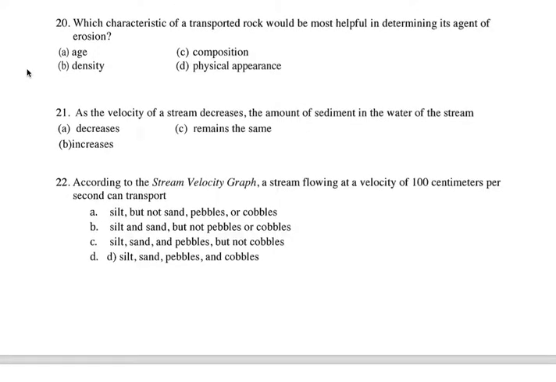20. Which characteristic of a transported rock would be most helpful in determining its agent of erosion? A, its age, B, density, C, composition, D, its physical appearance.